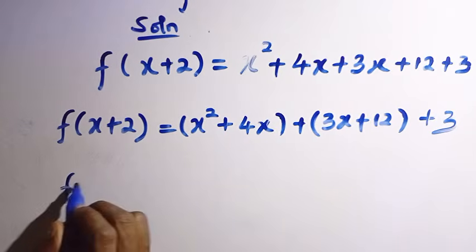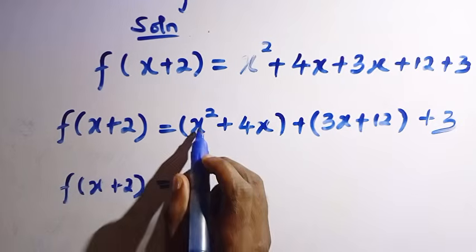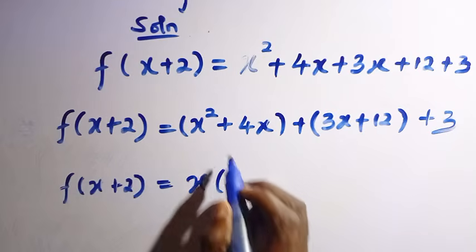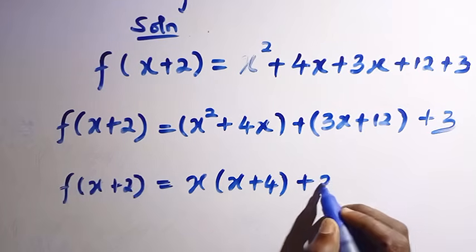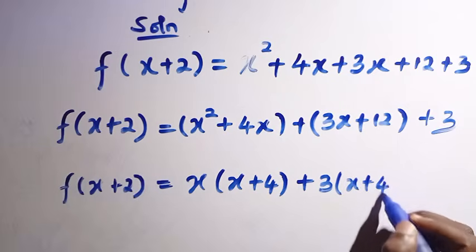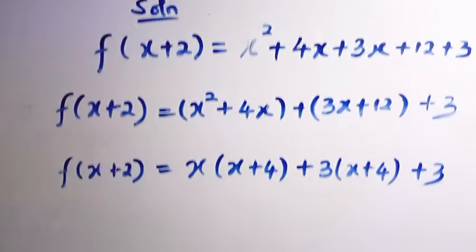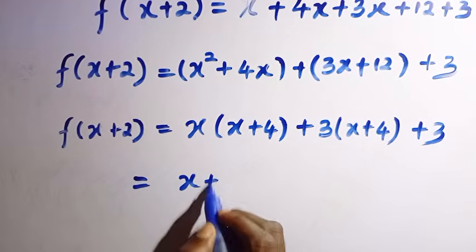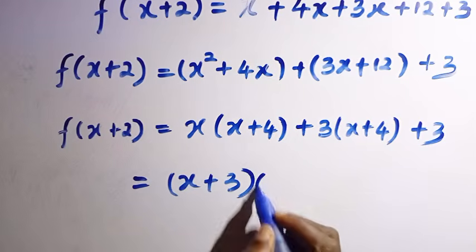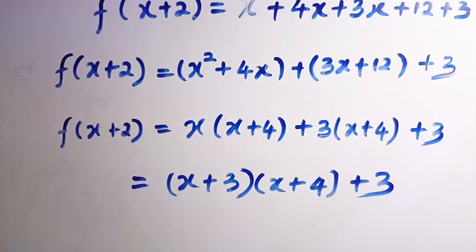By factorizing completely, we have f of x plus 2 equals, what is common here is x. Factoring it out, we have x plus 4. Then plus, taking out 3, we have x plus 4. Then plus 3. So here we have x plus 3 multiplied by x plus 4, plus 3. This is a complete factorization of this.